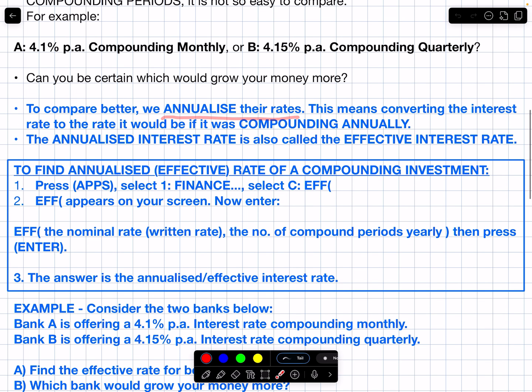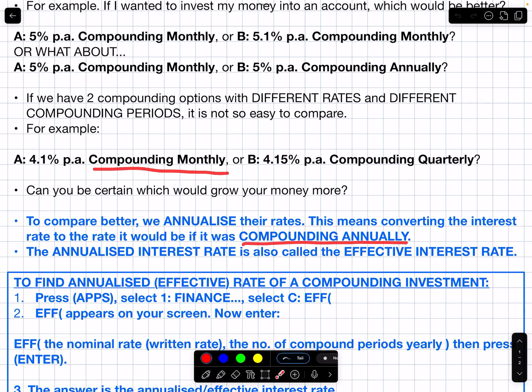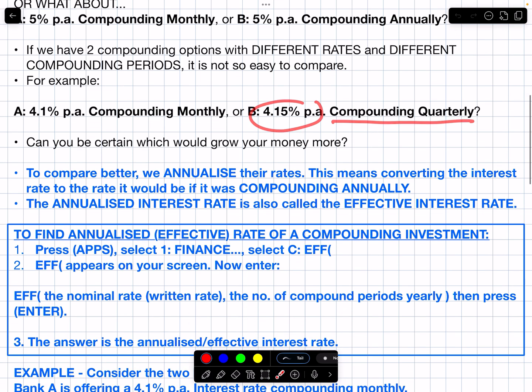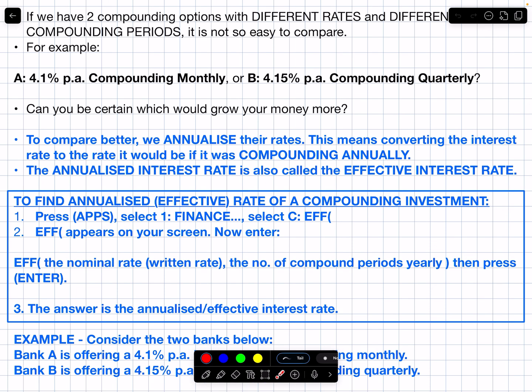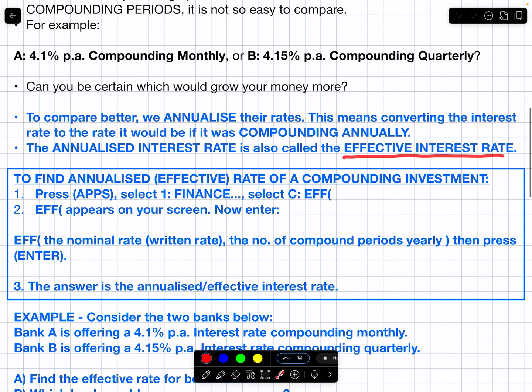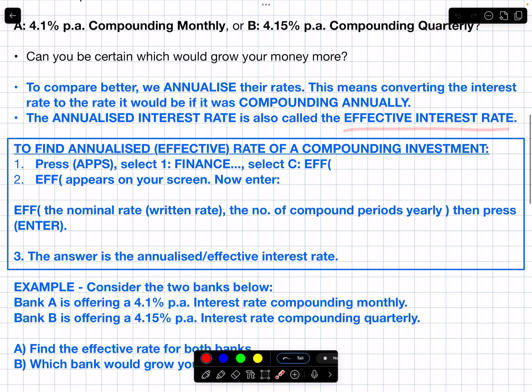What does this mean? This means converting the interest rate to the rate it would be if it was compounding annually. Here, this is compounding monthly at this rate, and here it's compounding quarterly at this rate. If we converted it so they were both compounding annually, then we'd be able to compare. Instead of apples to oranges, we'd be comparing oranges to oranges, and the comparison would be easy. Just so you know, the annualized interest rate is also called the effective interest rate, which is important for me as I teach year 12s and we talk about this effective interest rate next year.